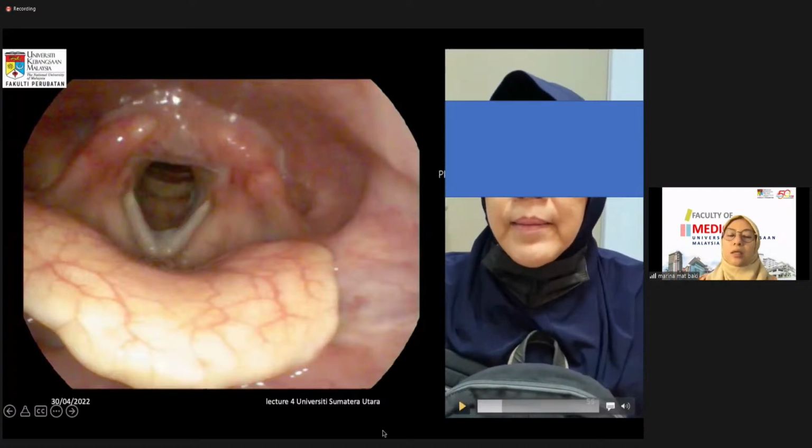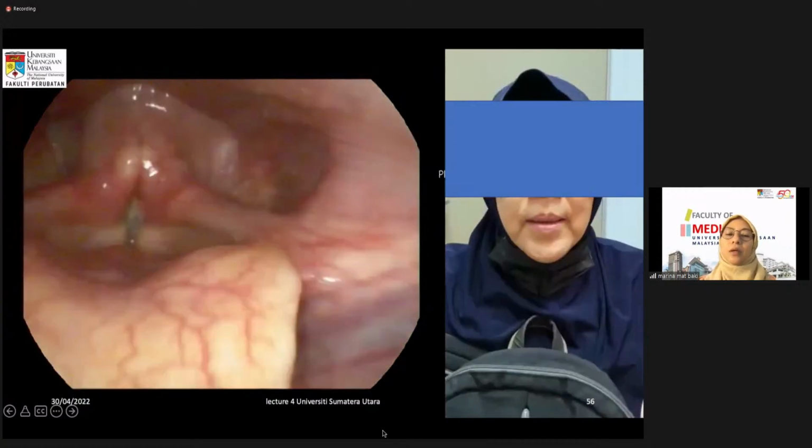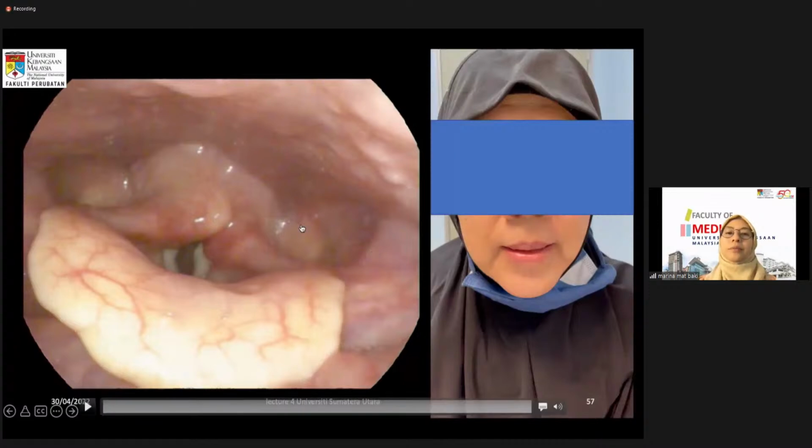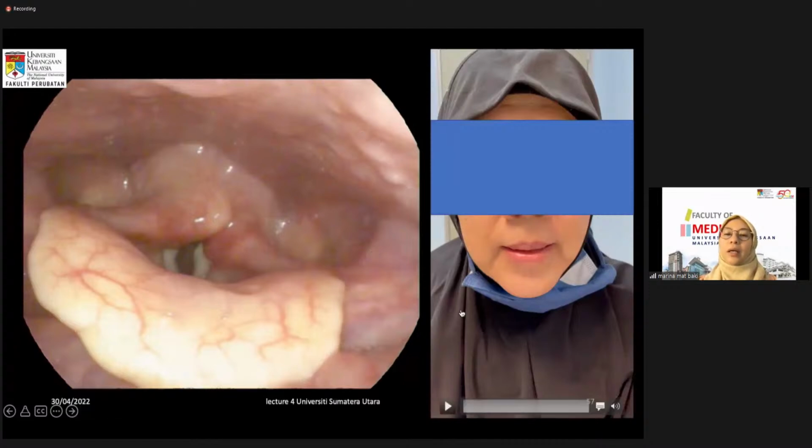Okay, so that is her voice, strangulated and jerky. Say E for me. And this is her voice after like 1 week after injection.